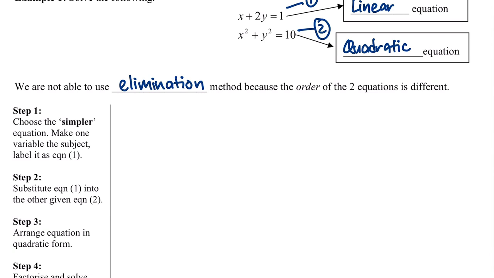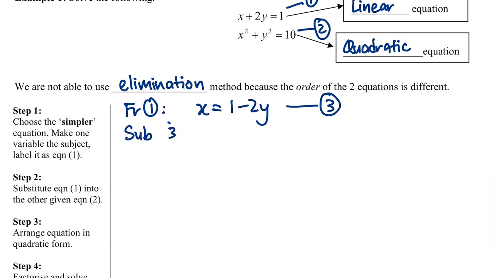So we'll be starting from equation 1, which in this case is clearly the one easier to work with. So I'm going to make x the subject. So x equals 1 minus 2y. I'm going to name this equation 3.